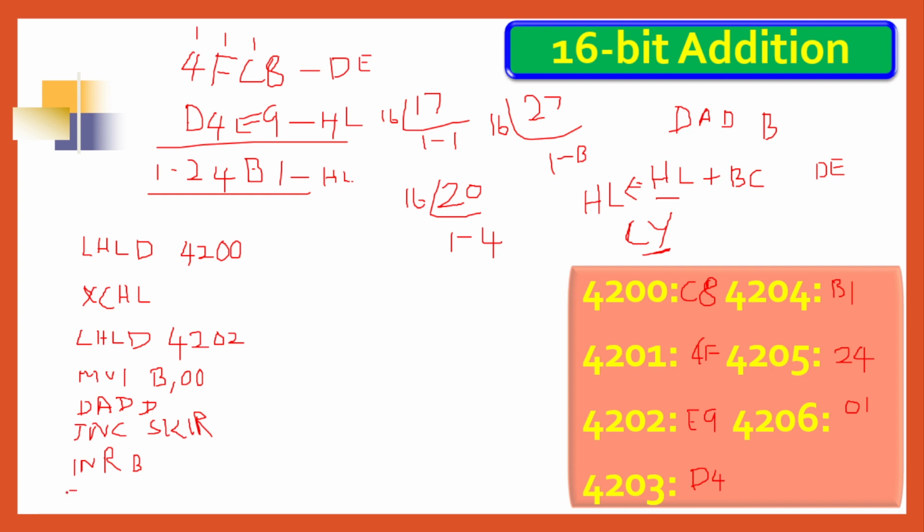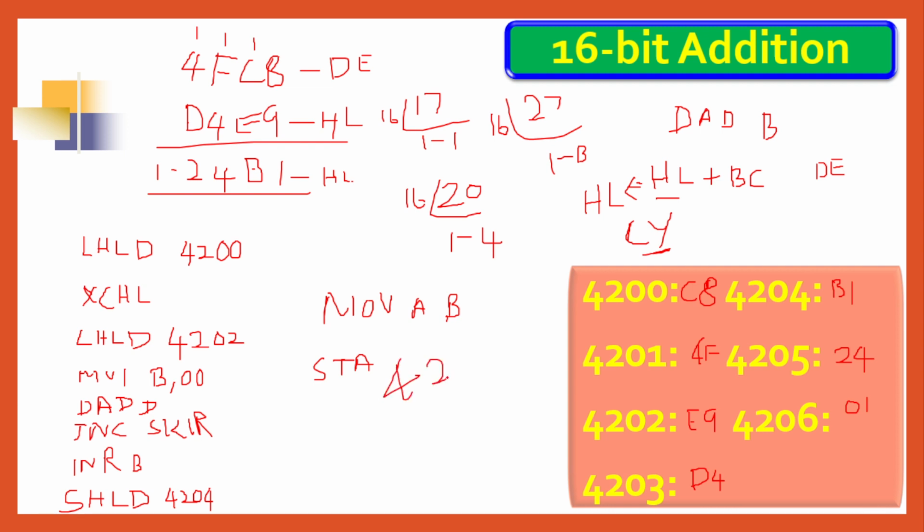We have to store the result from the HL pair. Use SHLD to store the HL pair at the following address, 4204. Now the carry is in the B register, so copy it to the A register from the B register. It is an 8-bit transfer, so use STA. For memory read and write, we have only two options: LDA and STA for 8-bit transfer, LHLD and SHLD for 16-bit transfer, in case of direct memory addressing.